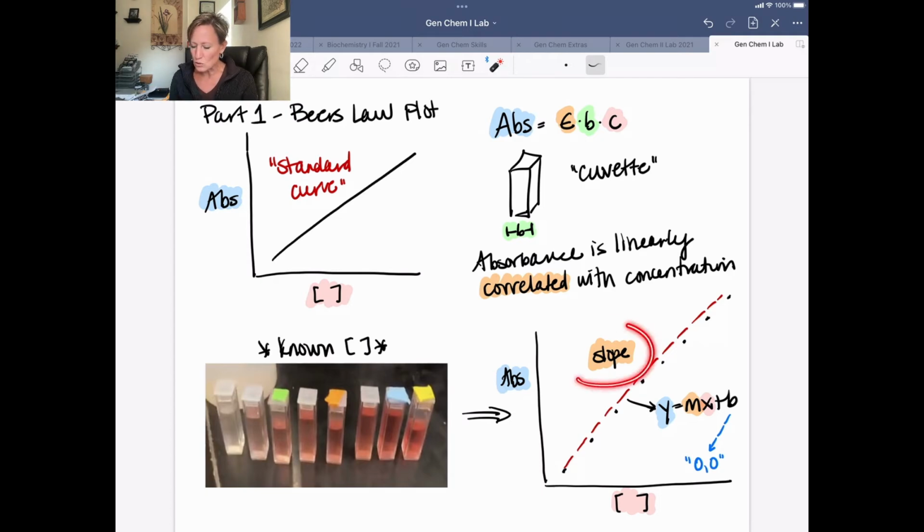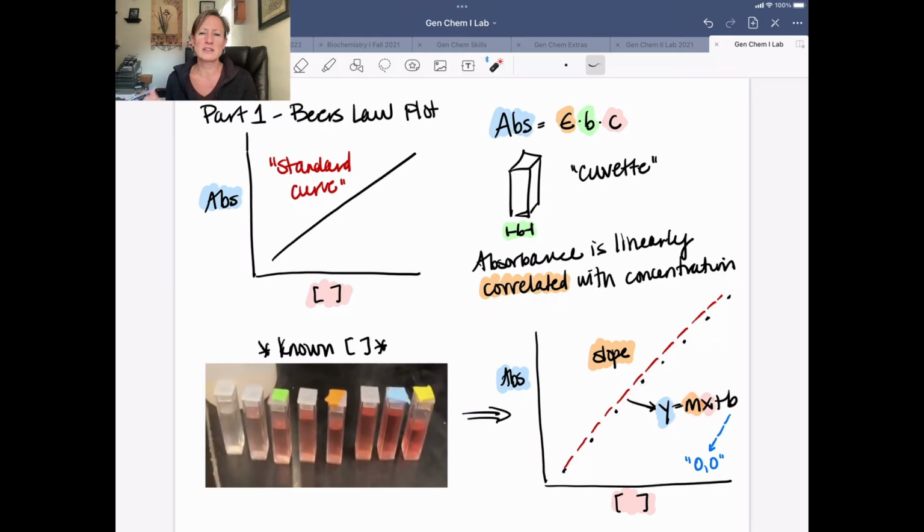And importantly, you're going to be interested in the slope of this line, because if we think about the slope of a straight line, y equals mx plus b, what we're going to have is the slope is the piece that linearly correlates the absorbance with the concentration.